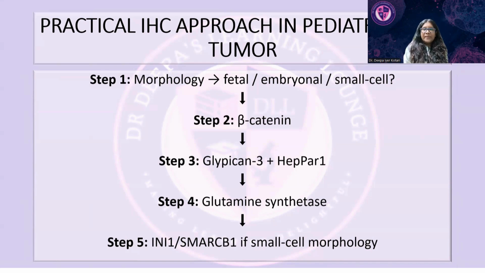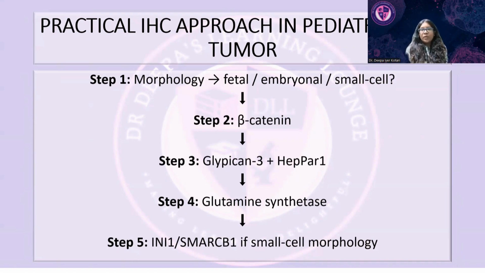Then I would do a glypican-3 and HEPAR1 that can support a hepatic differentiation. Glutamine synthetase that can help understand the epithelial component. And if the tumor has a small cell undifferentiated pattern, I would consider INI1 and SMARCB1 because its loss raises concern about malignant rhabdoid tumor rather than hepatoblastoma. So this is an algorithm that I would follow for IHC in case I encounter a pediatric tumor resembling a hepatoblastoma in a roughly 19-month-old child.